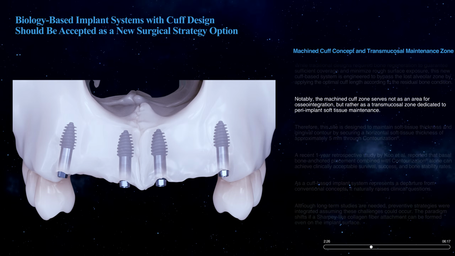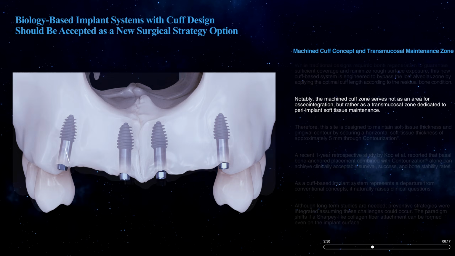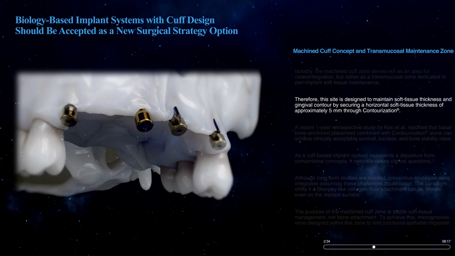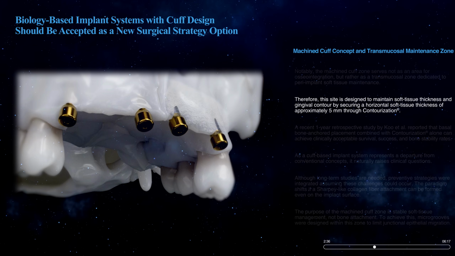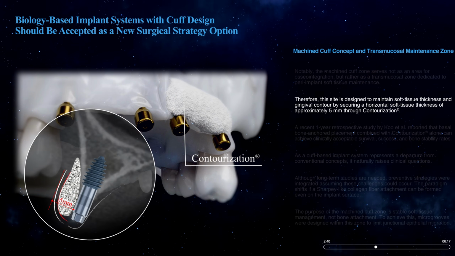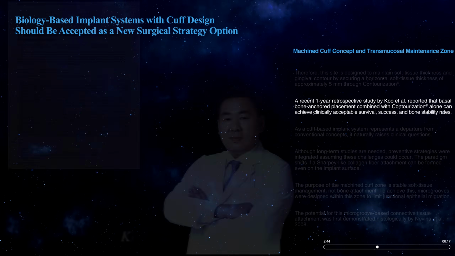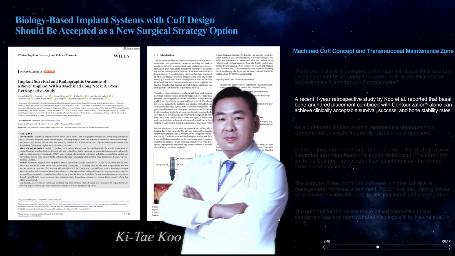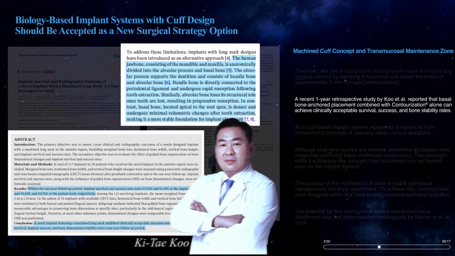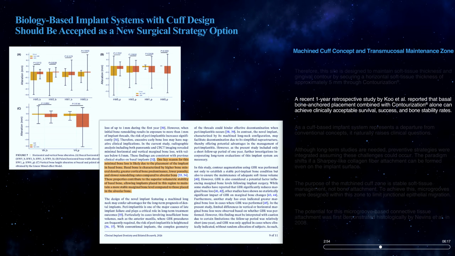Notably, the machined cuff zone serves not as an area for osseointegration, but rather as a transmucosal zone dedicated to peri-implant soft tissue maintenance. Therefore, this site is designed to maintain soft tissue thickness and gingival contour by securing a horizontal soft tissue thickness of approximately 5 mm through contourization. A recent one-year retrospective study by Ku et al. reported that basal bone-anchored placement combined with contourization alone can achieve clinically acceptable survival, success, and bone stability rates.